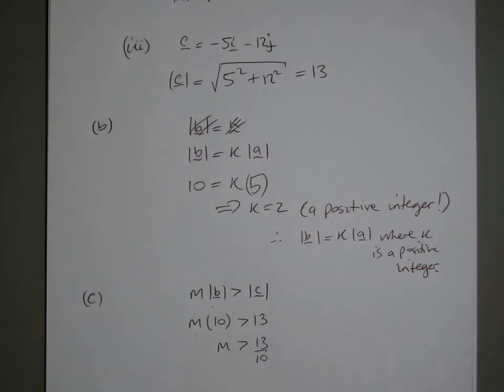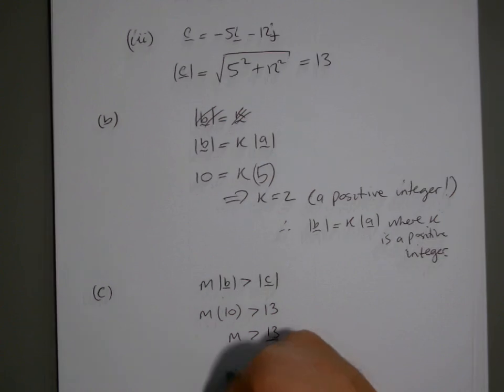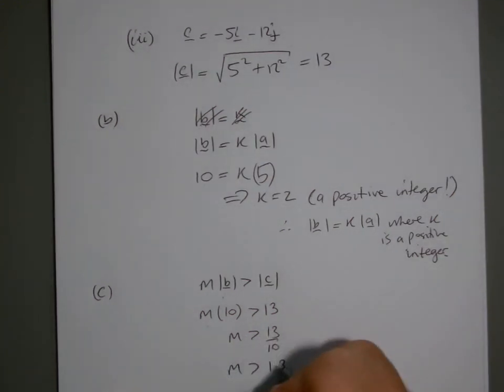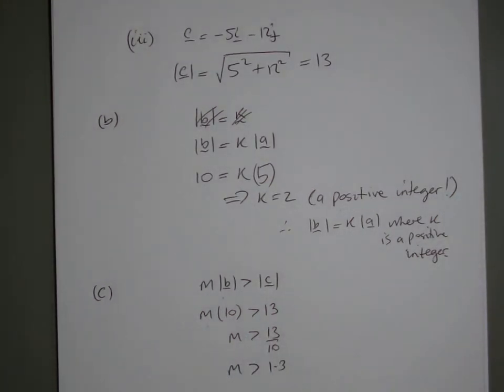When they ask for the range of values, I've found a range of values. It's not going to be a single value, it's going to be a range of them. m has got to be greater than that. If you want, you can write it as a decimal because it's quite nice: m has got to be greater than 1.3. So any value above that is the range of values that satisfy this condition, because b and c are fixed values. There's the size of them, and then you can work out that m has got to be greater than that for this to be true.